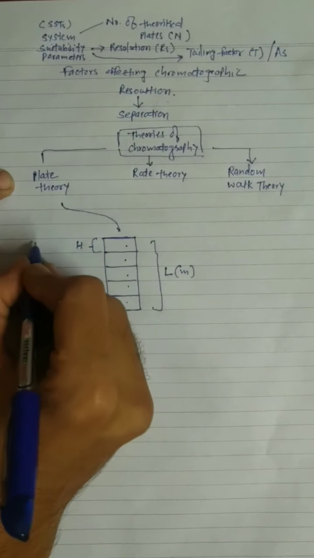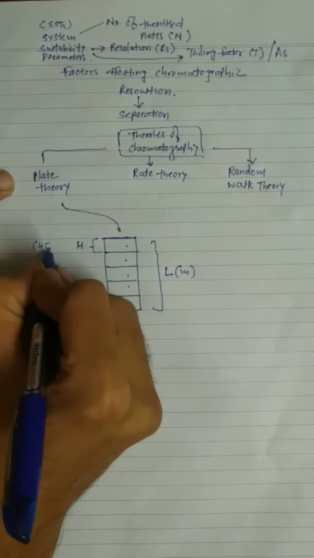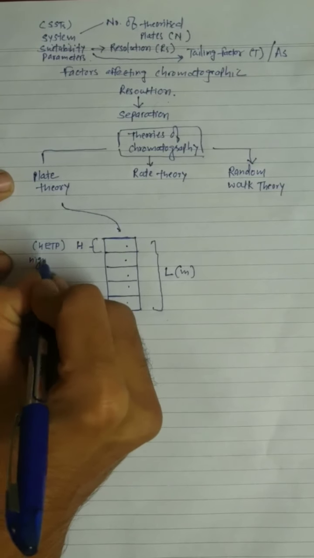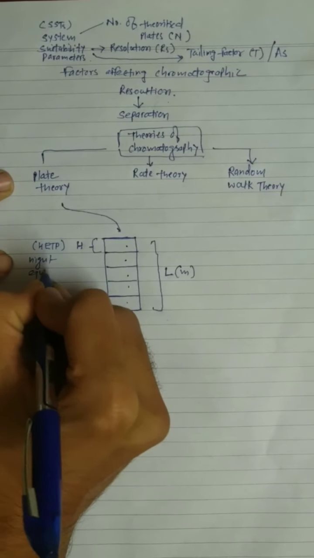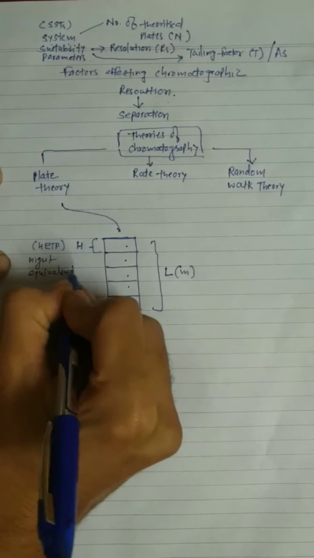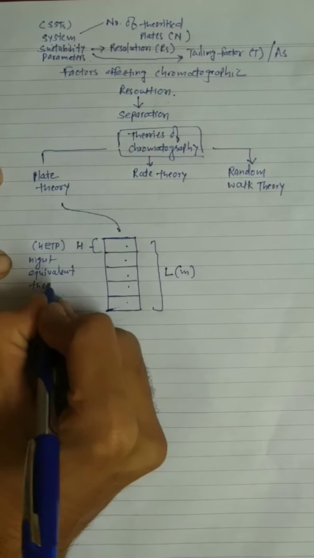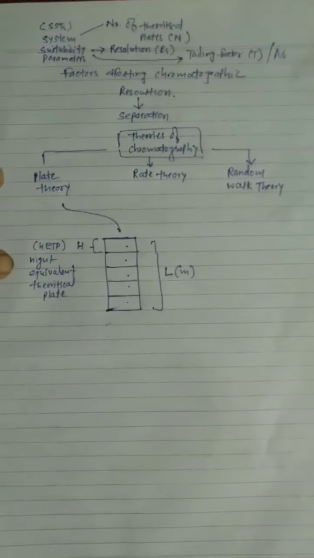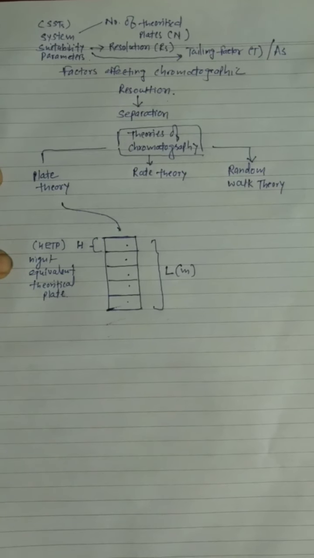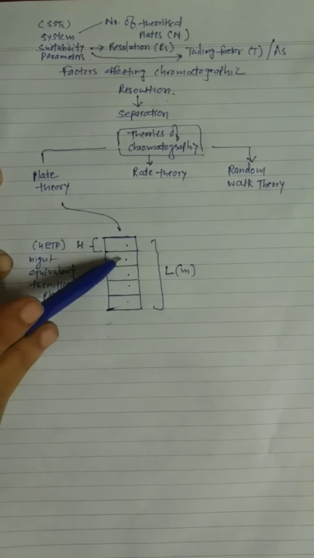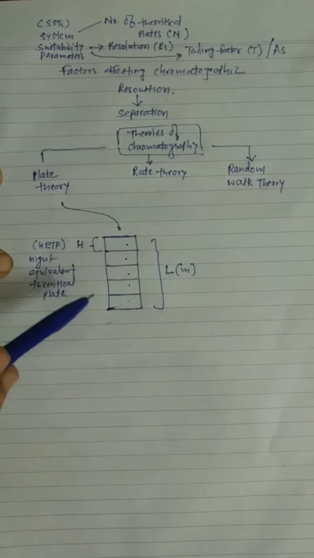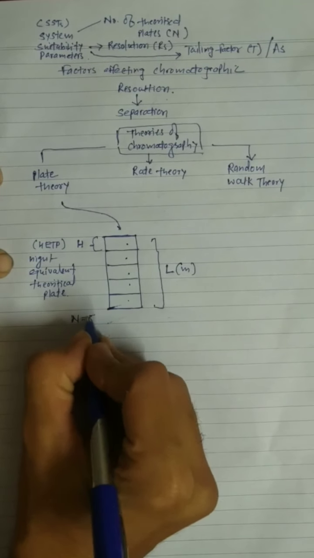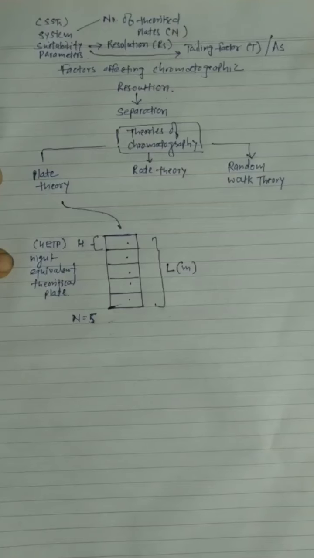Now this height is also known as HETP, that is height equivalent to a theoretical plate. Okay, and these 1, 2, 3, 4 and 5 are considered as the number of theoretical plates. So you can say N is equal to 5.